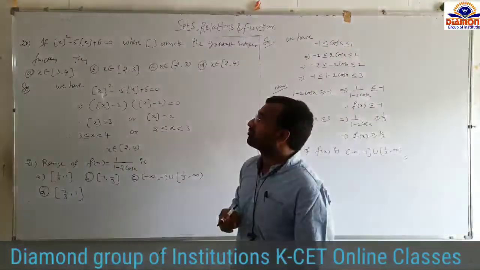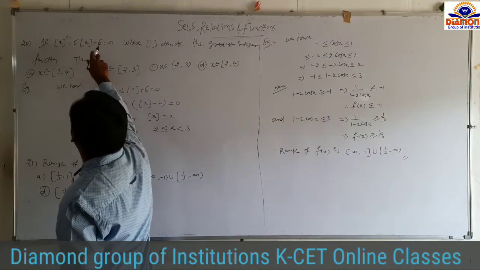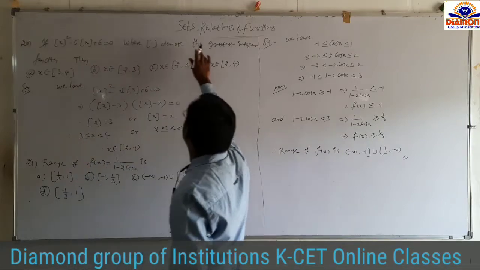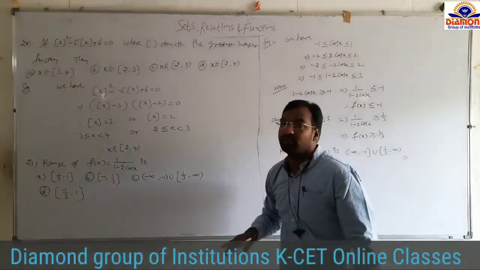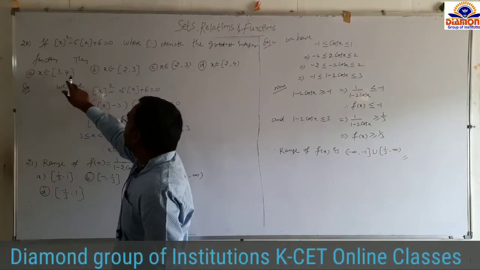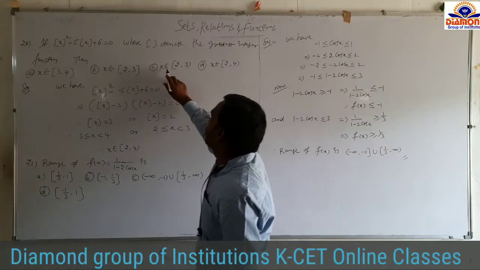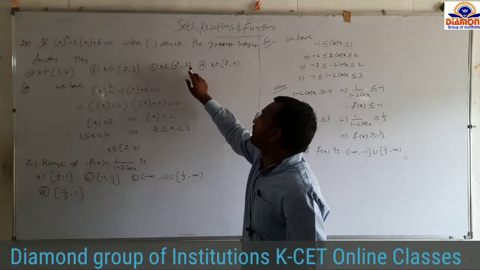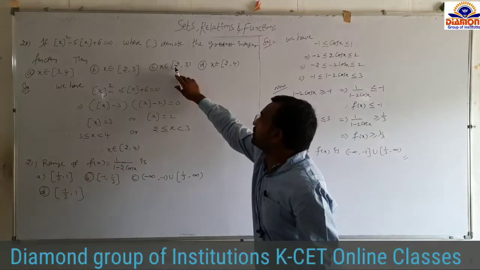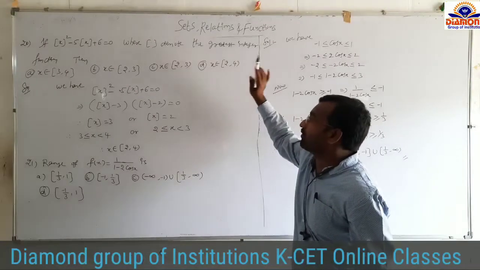Next problem. If [x] whole square minus 5 into [x] plus 6 equal to 0, where [x] denotes the greatest integer function, then option A, x belongs to closed interval 3 comma 4. Option B, x belongs to closed interval 2 comma 3. Option C, x belongs to closed 2 open 3. This is closed to open 3. Option D, x belongs to closed 2 open 4.